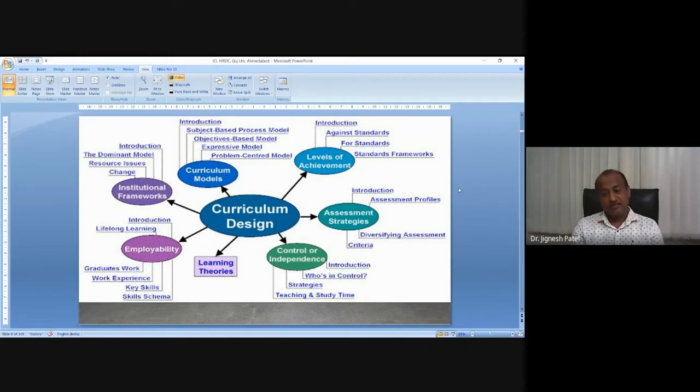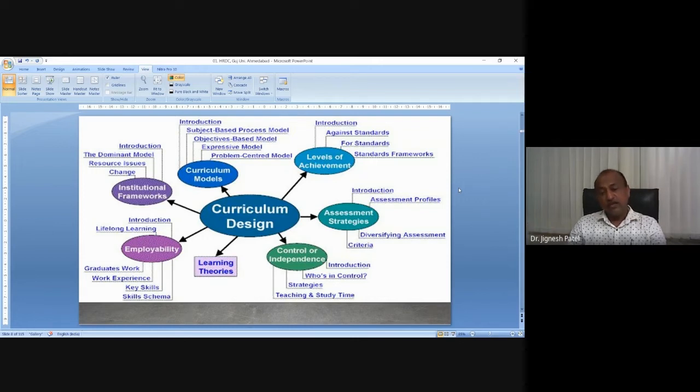So a standard framework should be framed to check the level of achievement. In the same way, assessment profiles and assessment strategy should also be designed. In this, assessment profiles should be checked, diversified assessment, different criteria should be there, and different types of assessment processes are also focused on while framing the curriculum.